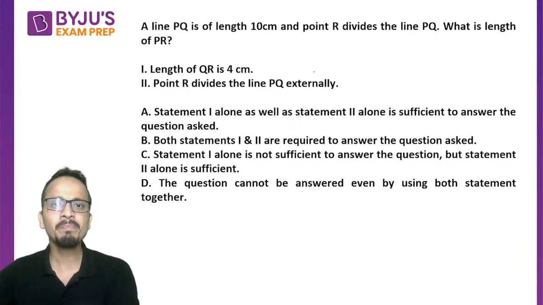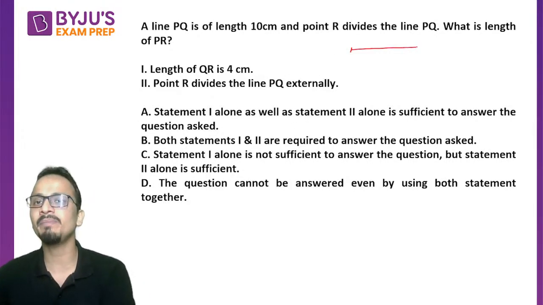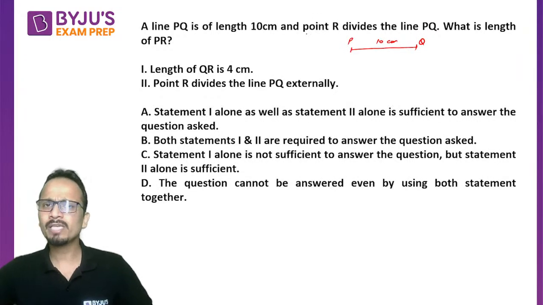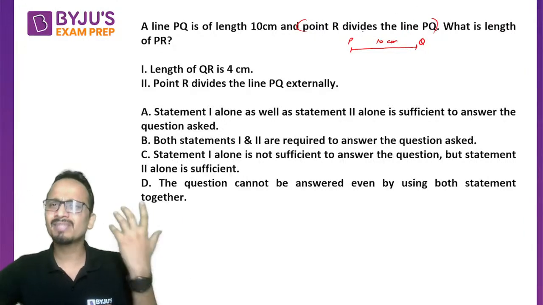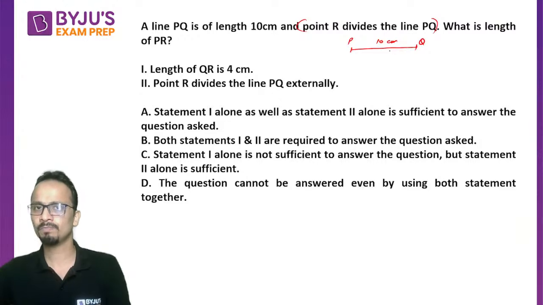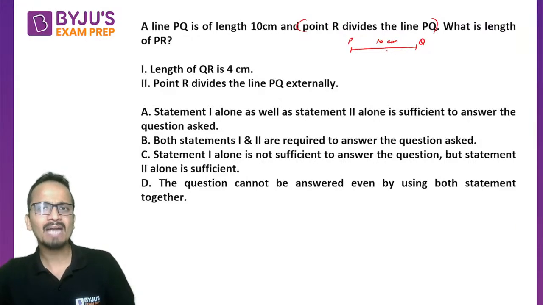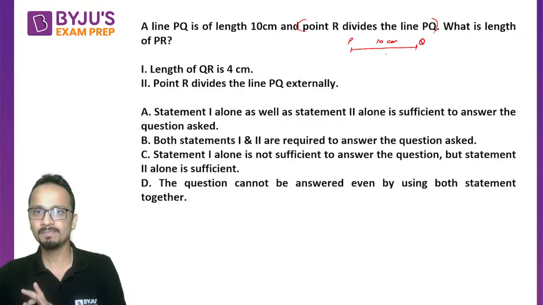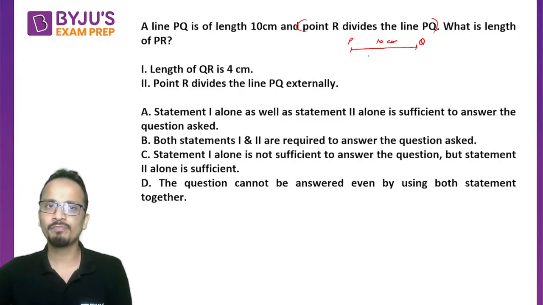Okay. So the line PQ of length 10 centimeters is given. So PQ is 10 centimeters. Now the point R divides the line PQ. After reading this line, we will think that point R will be lying between P and Q. We will assume that point R will be dividing the line joining PQ internally. And we need to find out the length of PR.